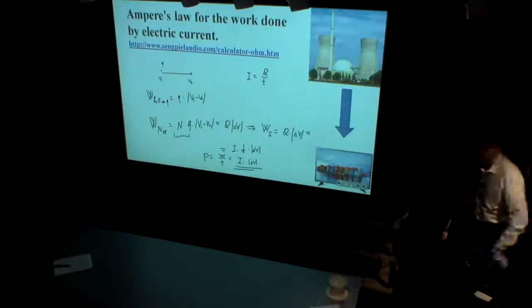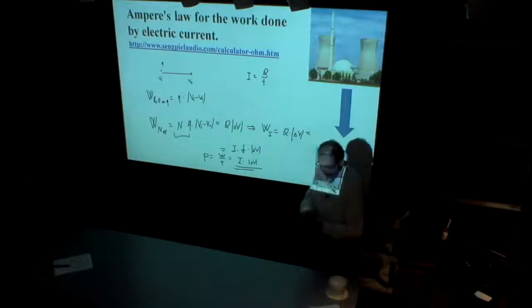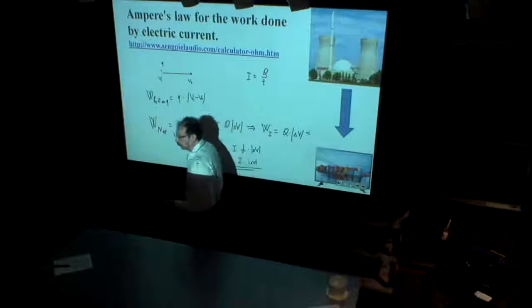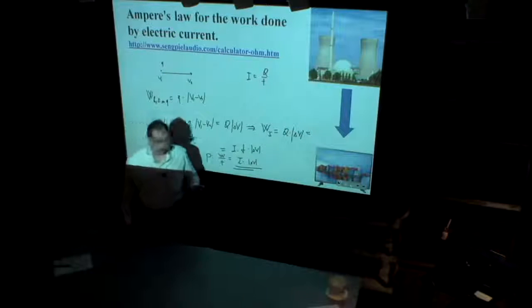Electric power, that's what you read on a label on any device. If you buy a bulb, it says 100 watts. Watt is a unit of power.